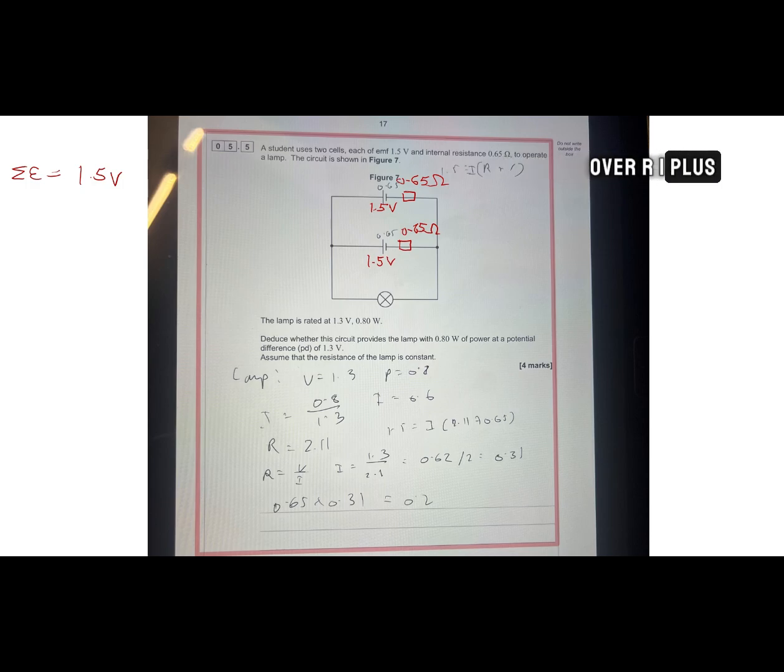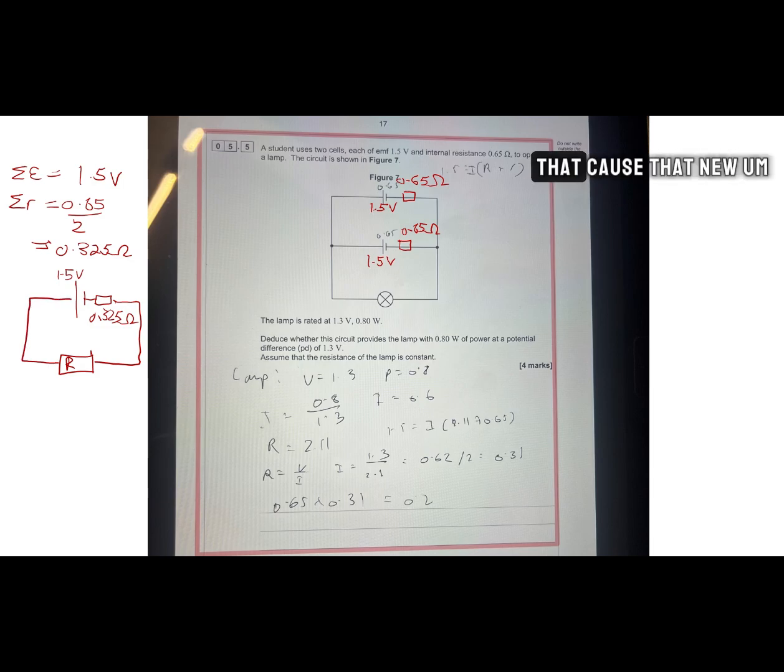So you could do 1 over R1 plus 1 over R2 and then do 1 over the answer. But because they're identical, the total internal resistance is simply 0.65 over 2. Okay, so just put that into your calculator, 0.325 ohms. So now you've got a scenario where you've got 1.5 volts, 0.325 ohms in a circuit with, and we're going to call it just big R.